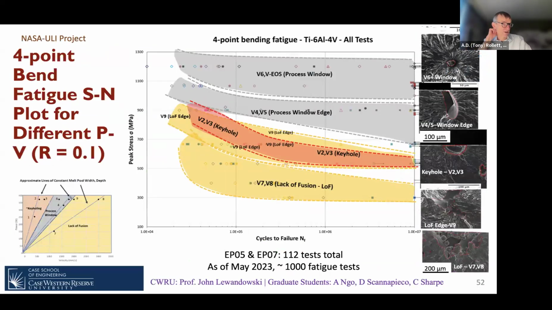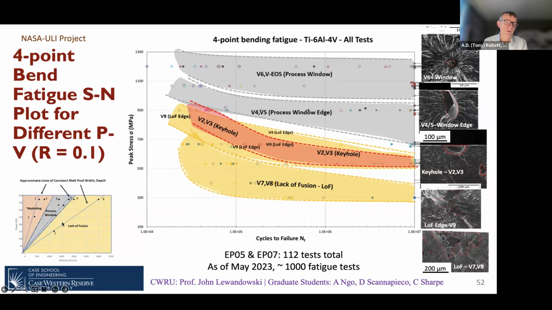And what that allowed us to get were lots and lots of individual points. And so what you see here, the bigger diagram, is an S-N curve type of plot, alternating stress on the vertical axis and cycles to failure on the logarithmic horizontal axis.